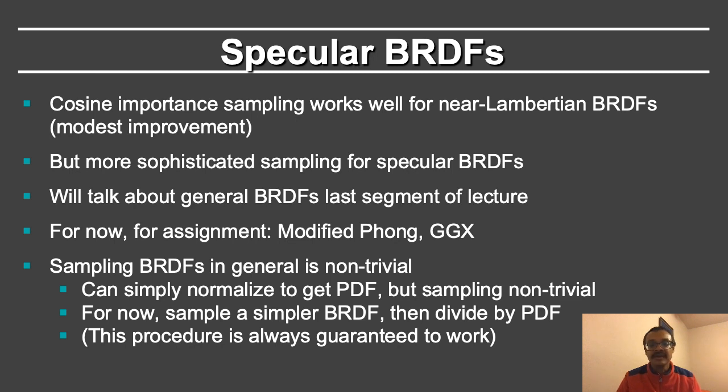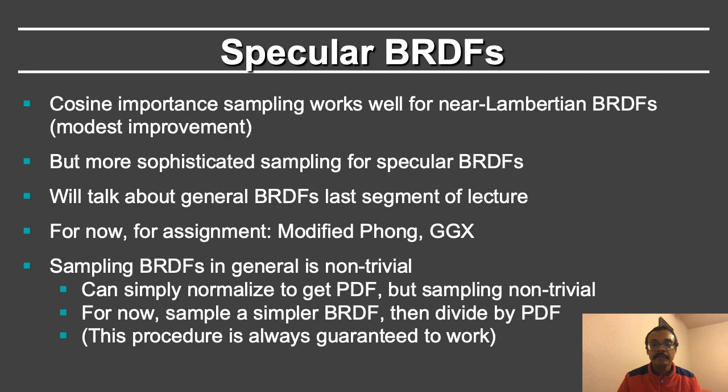For now, for the assignment, we'll talk about the modified Phong BRDF and the GGX model, which has recently become very popular in computer graphics. In general, sampling of BRDFs is non-trivial. I'll talk about it a little bit in the last segment of the lecture. You can normalize the BRDF to get the probability distribution function, but sampling is still non-trivial. For now, you sample according to a probability distribution function that is close to the BRDF, may not be exactly the same as the BRDF, but this is okay. This is still better than uniform sampling.